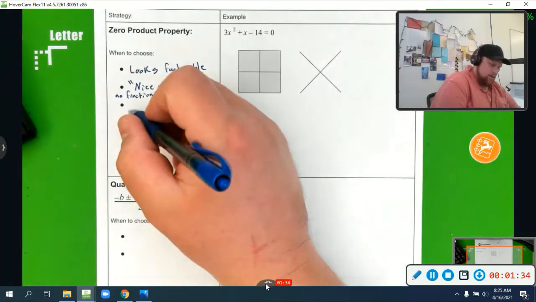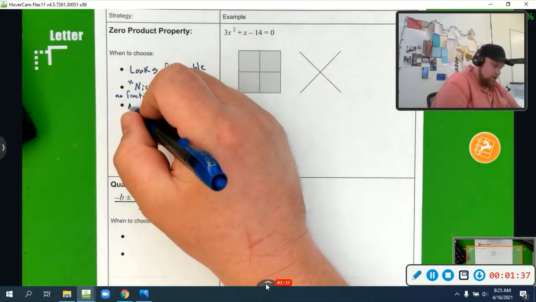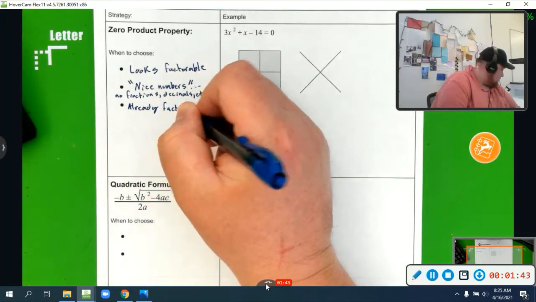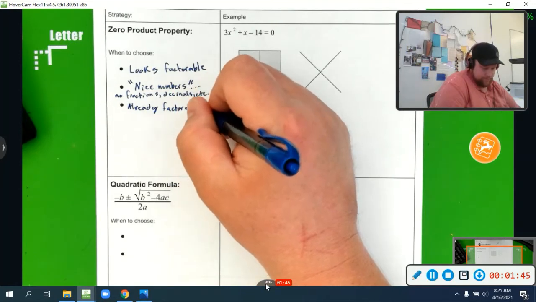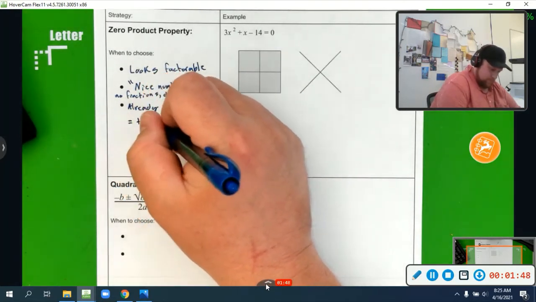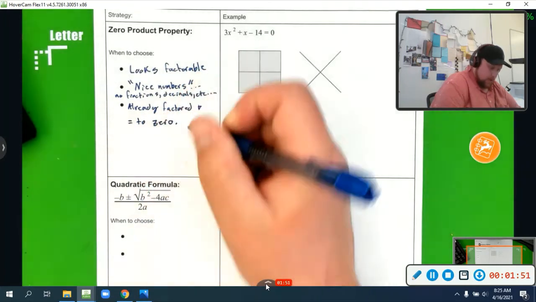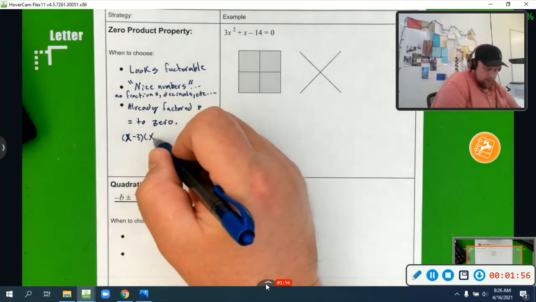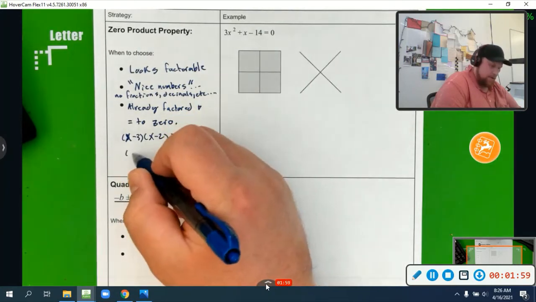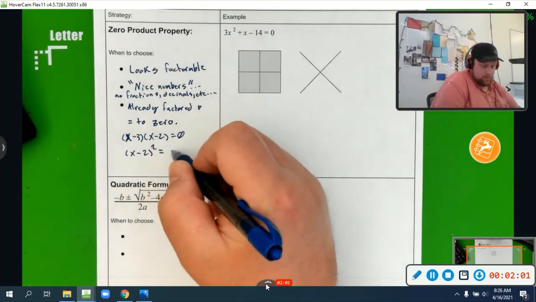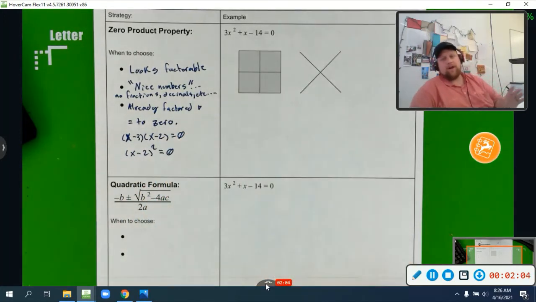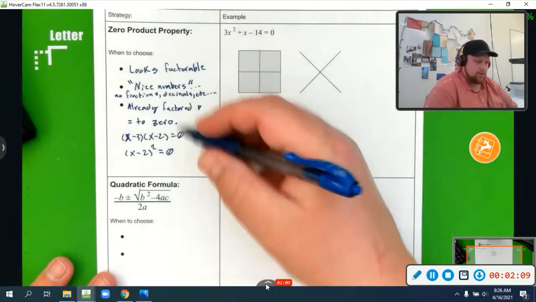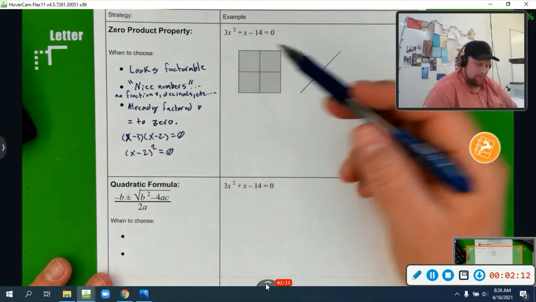And last, you definitely want to use the zero product property if it's already factored and equal to 0. That's a situation where you have x minus 3 times x minus 2 equals 0, or maybe you have x minus 2 squared equals 0. Anything that's already factored, just go ahead and use zero product property, set it up, solve for the x values, super easy. Okay, so let's take a look at this one. These numbers don't look too bad. I mean, it could be rough, but we can try it out.